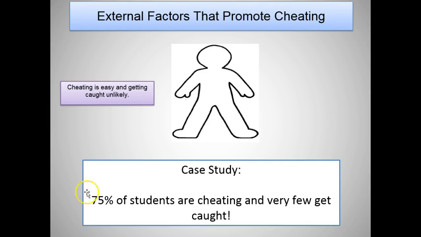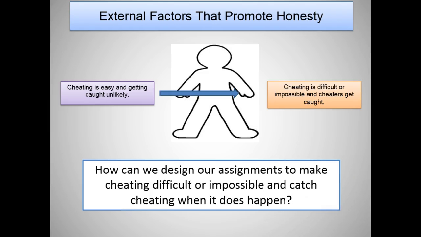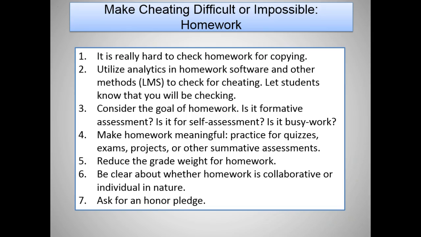So what can we do? We've talked about ways to minimize the motivations to cheat, but how can we make sure to catch students when they cheat, or to just make cheating really, really difficult? How can we design our classes and our assignments to make it impossible? That would be great. We don't have to worry about catching cheaters if cheating is impossible, but how do we catch it when it happens? When it comes to homework, it's really hard, because it's really hard to check homework for copying, because students tend to be doing homework when they're not in class.